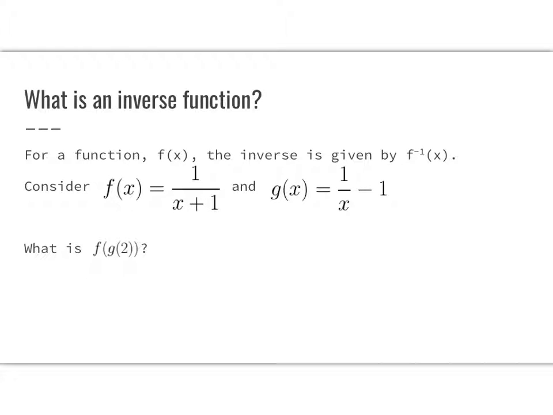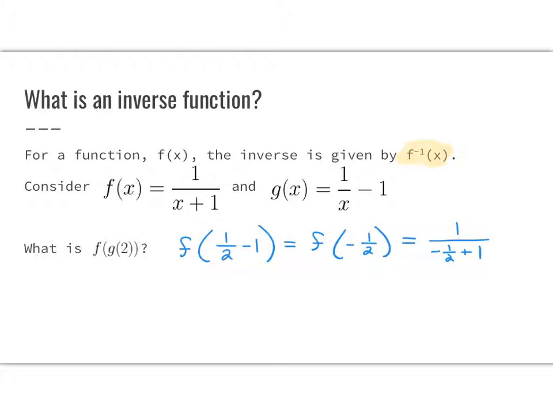So what is an inverse function? For a function f of x, the inverse, just as a notational thing, is written this way. So let's consider these two functions that we've got here: 1 over x plus 1 and 1 over x minus 1. First question is, what is f of g of 2? So g of 2 is 1 over 2 minus 1. So f of g of 2 is really f of negative 1/2, which is 1 over negative 1/2 plus 1.